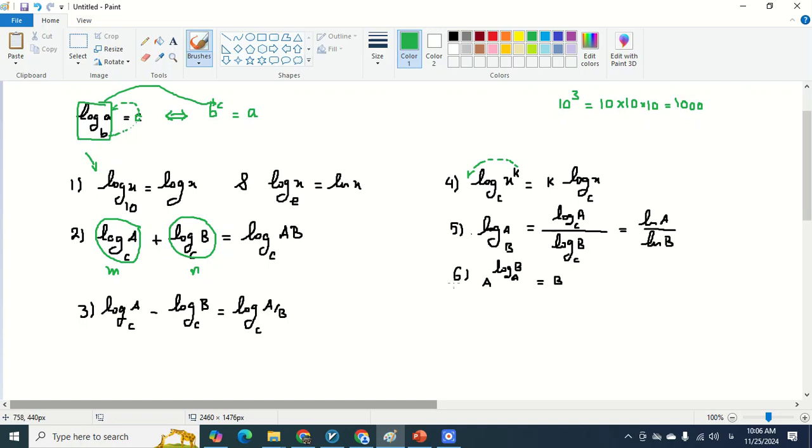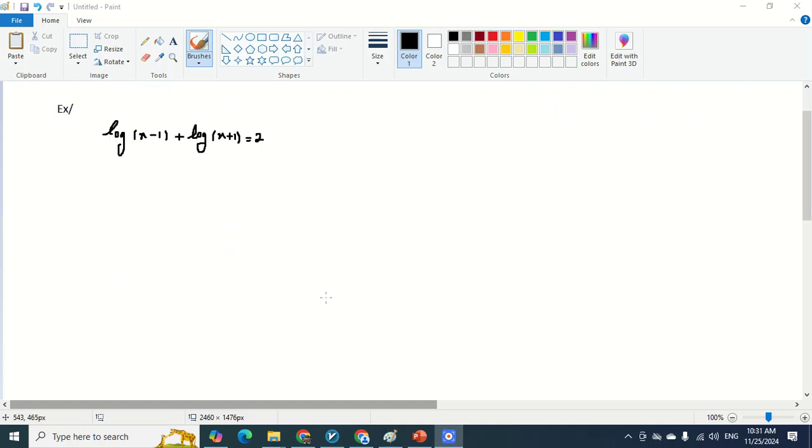So these are the properties of the logarithm that can be helpful for us. Let us take a look at one example to see how it works. We have one classical example about the logarithm that is as follows. We want to find the value of x for the given equation.